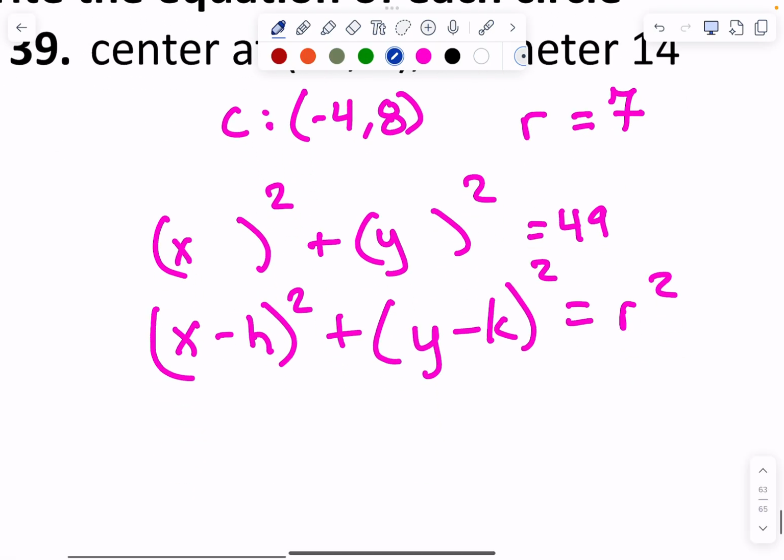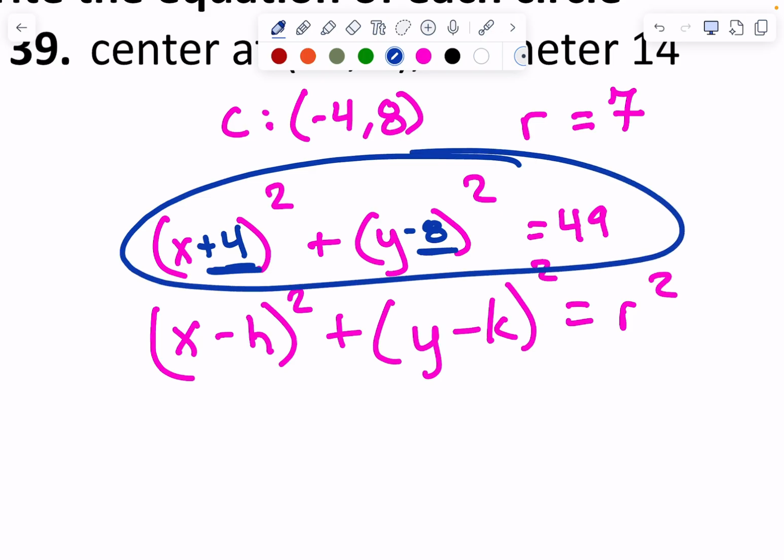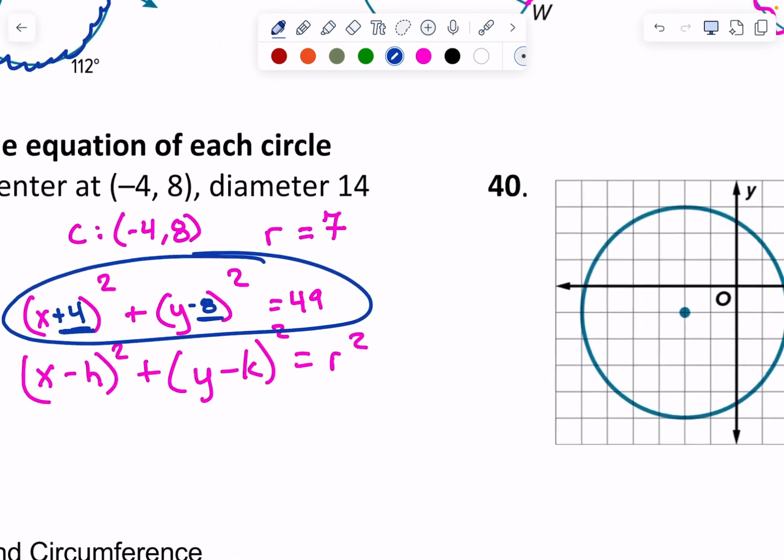Okay, so what goes here? What goes in that blank? Positive 4. Plus 4, right? It's the opposite sign. What goes in here? Minus 8. This is the answer. Right? Beautiful? Okay.